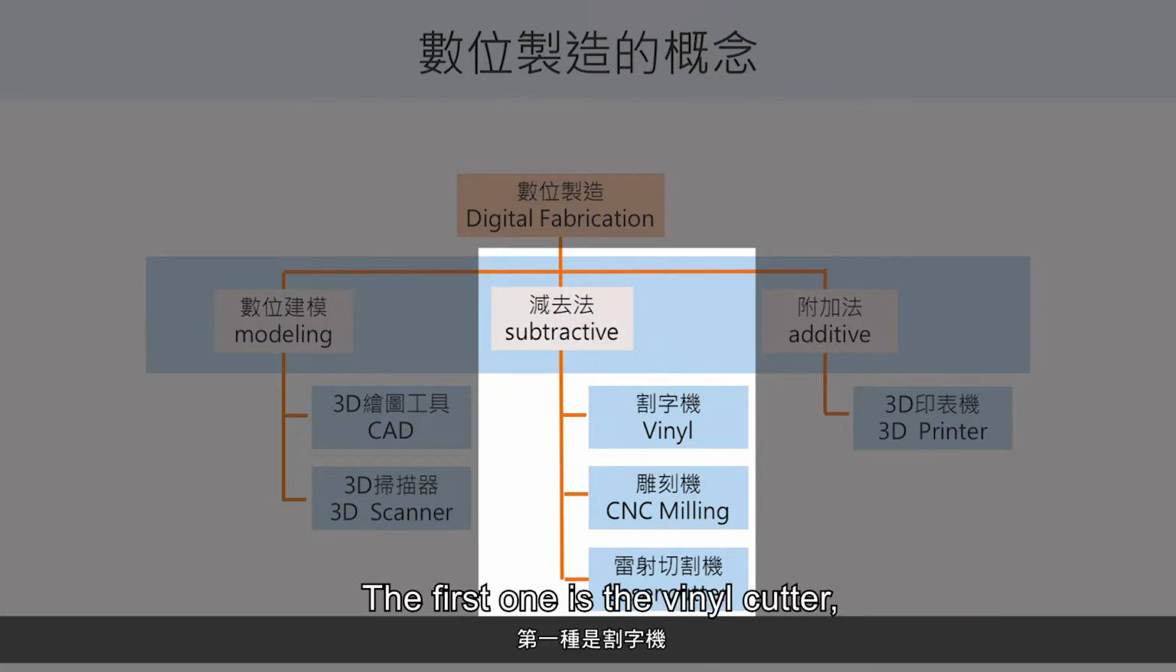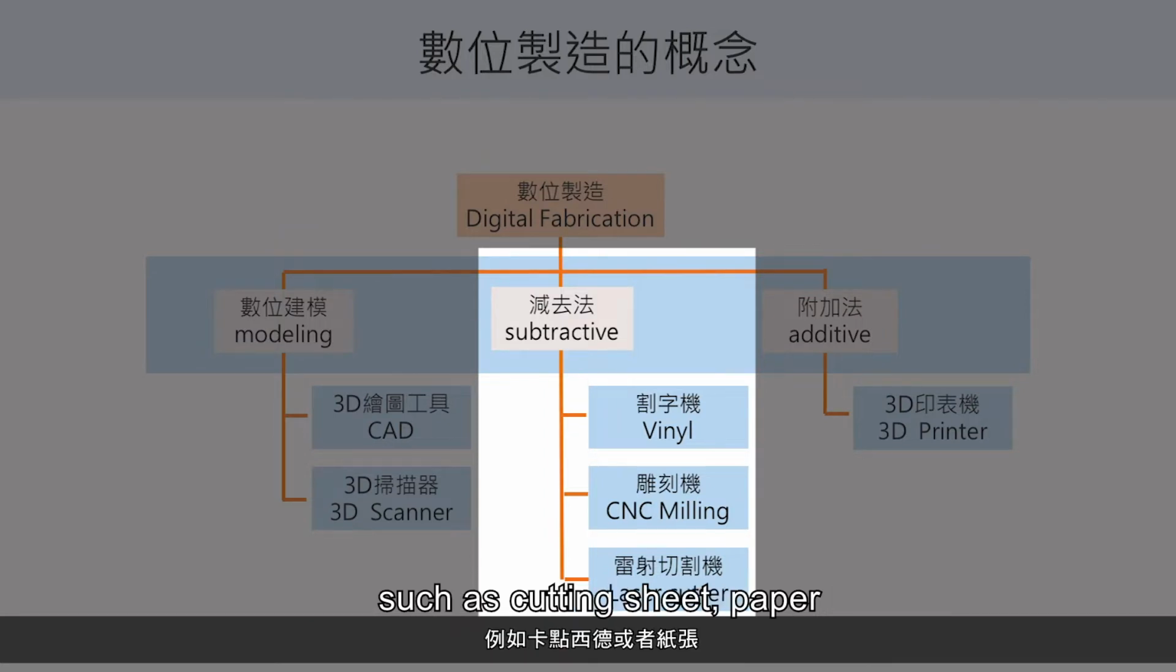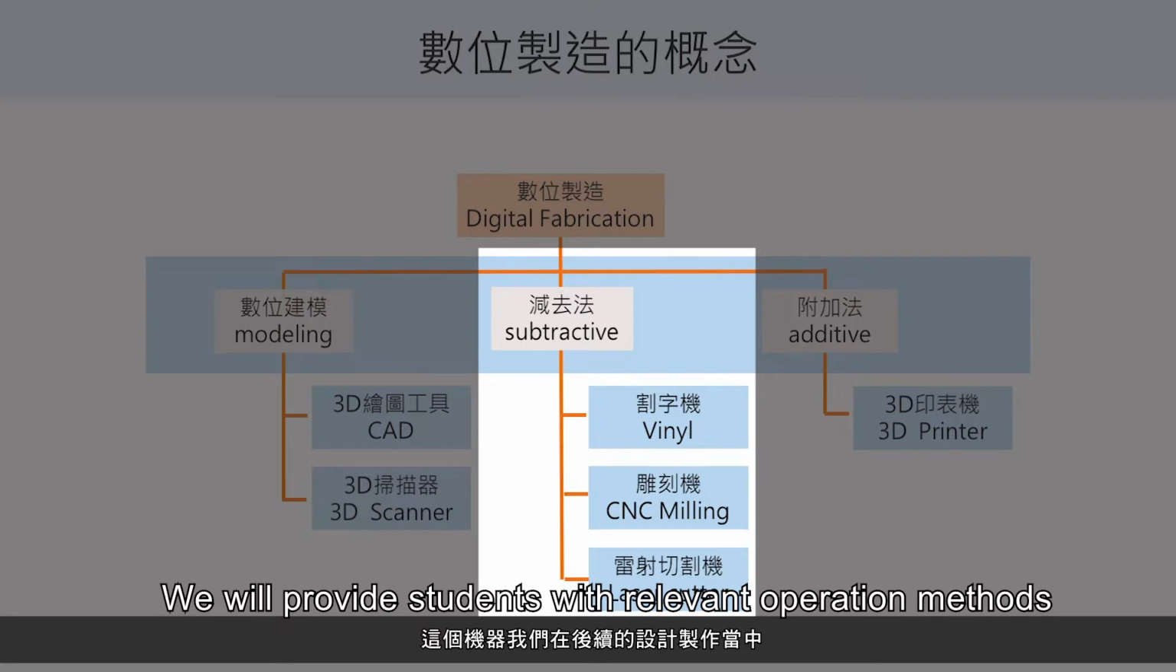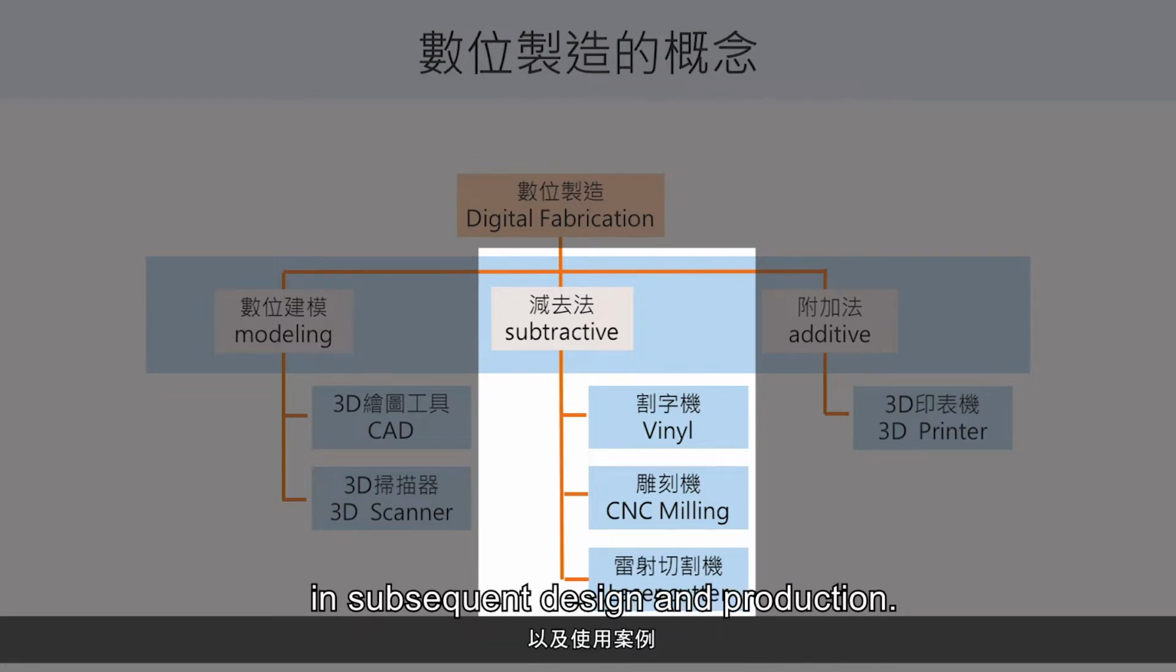The first one is the vinyl cutter, which usually cuts thin films of material, such as cutting sheet, paper, or cloth materials. The second one is CNC milling. We will provide students with relevant operation methods and application cases about this machine in subsequent design and production.